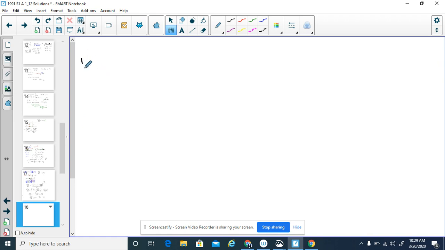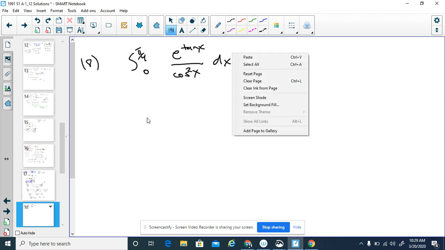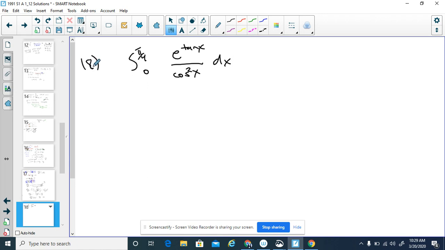So all right, we're at 18 now. 18. So we've got the integral from 0 to pi over 4 of e to the tangent x divided by cosine squared x dx. You look at that and you're like, this is a non-calculator question. Are you out of your mind? Really? I'm supposed to do this? And yes, you are.